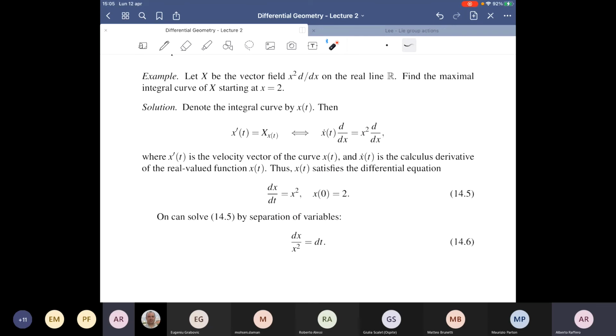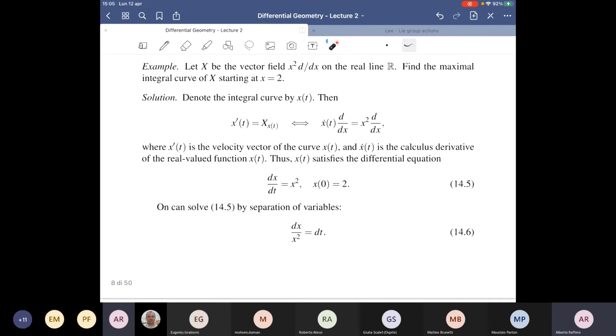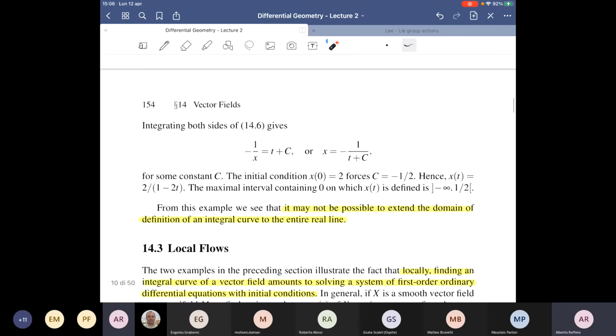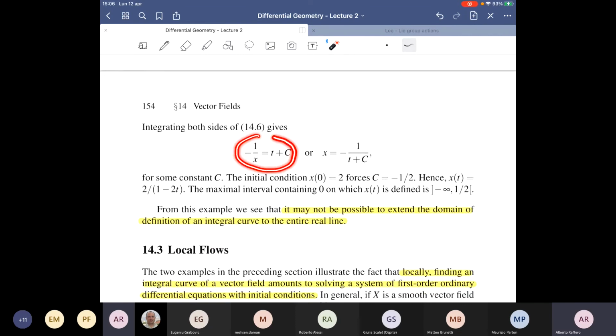And again, you can use the tools that one studies in analysis to solve such an ODE. For instance, you can use separation of variables here, and so write this equation as dx over x squared equal dt. Then you will integrate, and then you will use this initial condition. And what you will end up with is such an equation. You will get that the integral of 1 over x squared is minus 1 over x, and the integral of dt will be t plus some constant c.